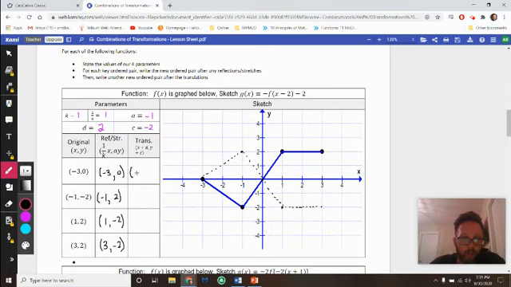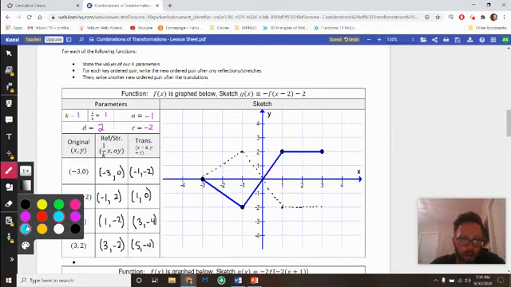So adding 2, -1, subtracting 2, -2. Adding 2, 1, subtracting 2, 0. Adding 2 is 3, subtracting 2 is -4. That doesn't seem right. Oh, yeah, we're down there. We're good. Adding 2 is 5, subtracting 2 is -4.